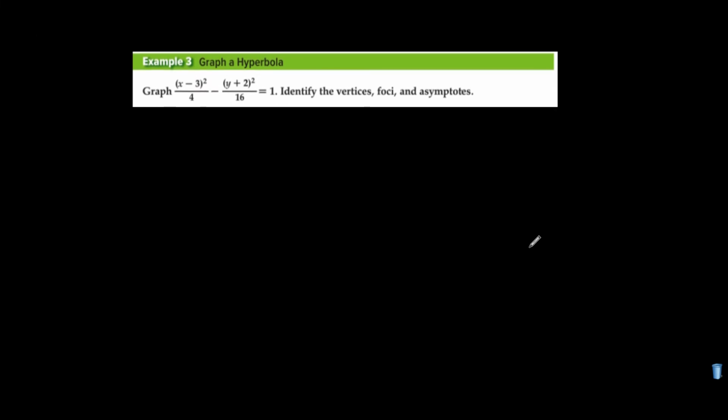In this example, graph (x minus 3) squared over 4 minus (y plus 2) squared over 16 equals 1. Identify the vertices, foci and asymptotes. Okay, this is the equation: (x minus 3) squared over 4 minus (y plus 2) squared over 16 equals 1.